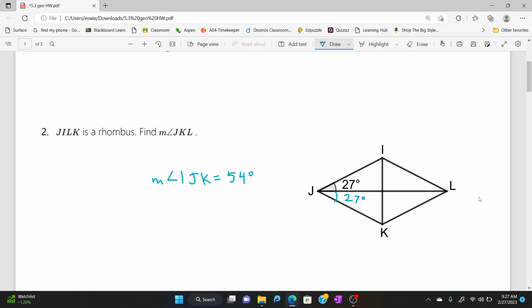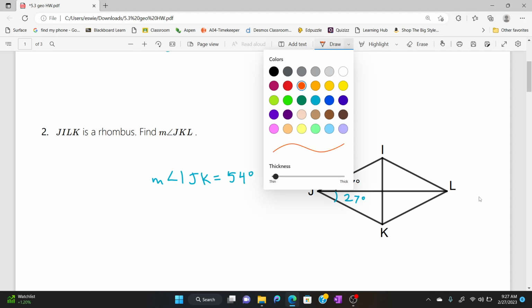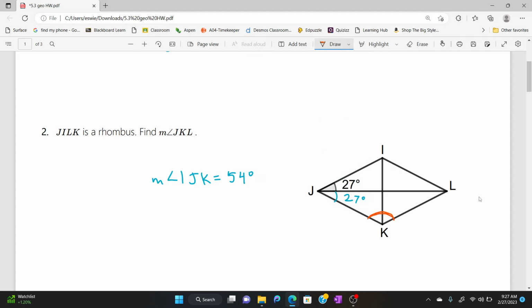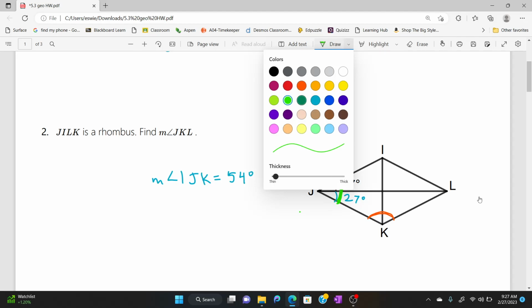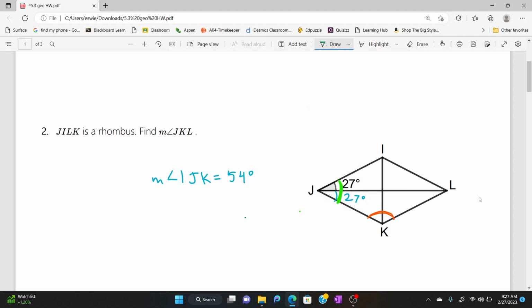If this angle is 54, we know that a rhombus is also a parallelogram. A parallelogram has a property where consecutive angles, so this green angle and this orange angle are consecutive, they're next to each other, and consecutive angles are supplementary. So I'm going to do 180 degrees minus 54 in order to figure out the measure of JKL. That's going to be 126 degrees, which is the measure of angle JKL.